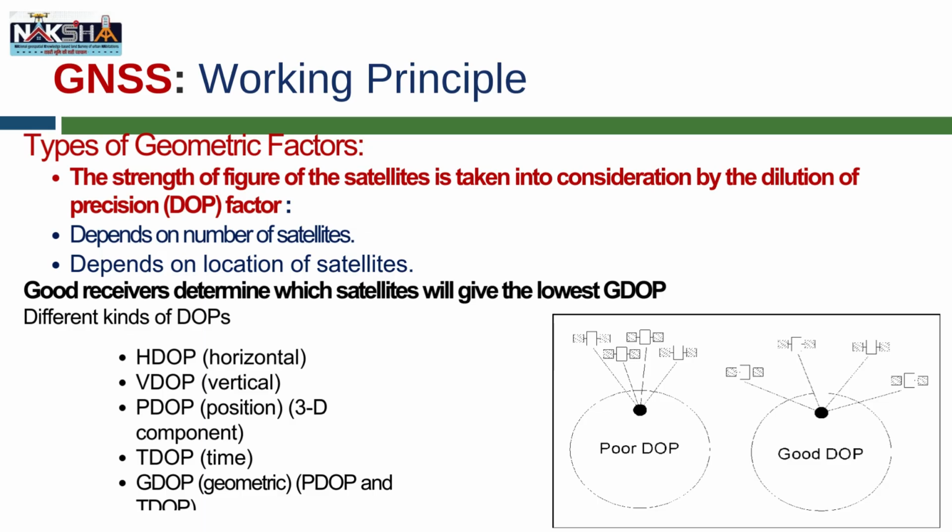Modern GNSS receivers can automatically select satellites that provide the lowest geometric DOP, or GDOP, ensuring the most accurate positioning possible. There are several types of DOP. HDOP, which indicates horizontal accuracy, VDOP for vertical accuracy, PDOP for 3D positional accuracy, TDOP for timing accuracy, and GDOP, which combines PDOP and TDOP to represent the overall geometric precision of the system.